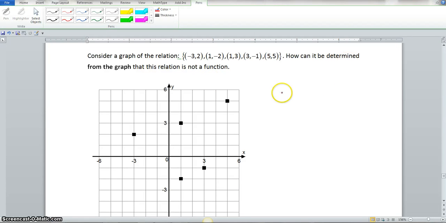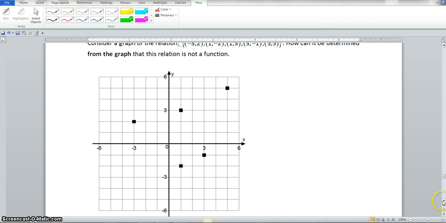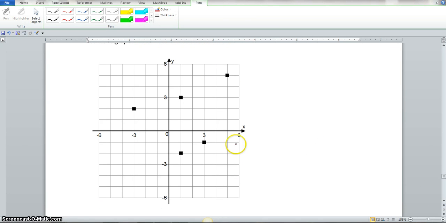Okay, now we look here. Now we have to remember the definition that I gave you all. The definition said that we cannot have any x values repeat. And what you could do is this here. If you draw a vertical line anywhere on the x-axis, it should not hit more than 1 point. If it hits more than 1 point, then that means it's not a function.